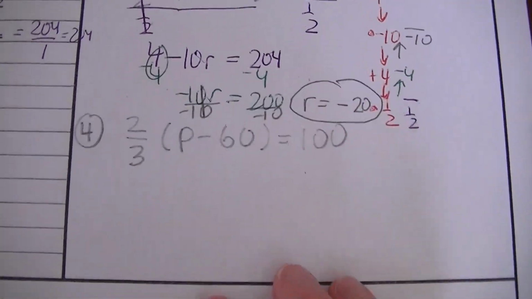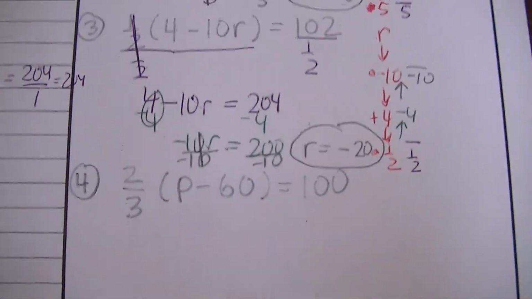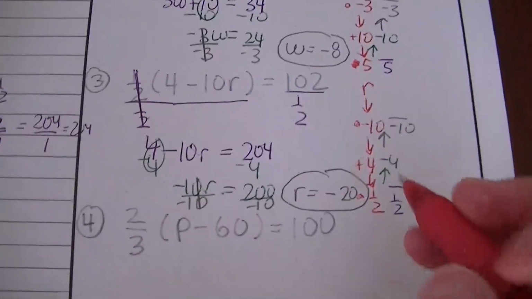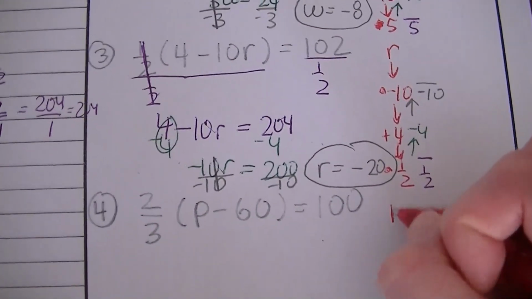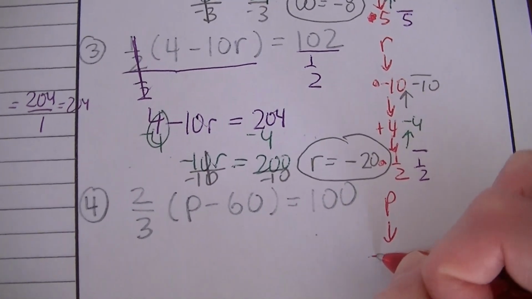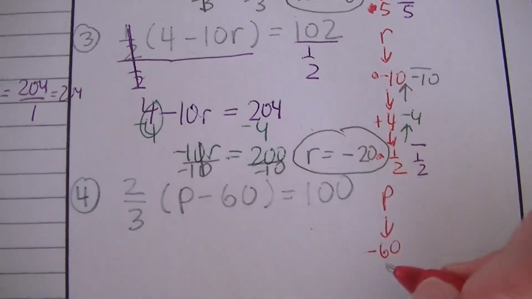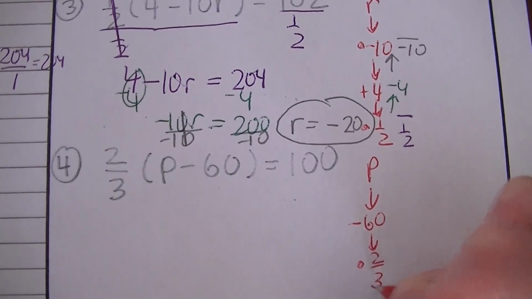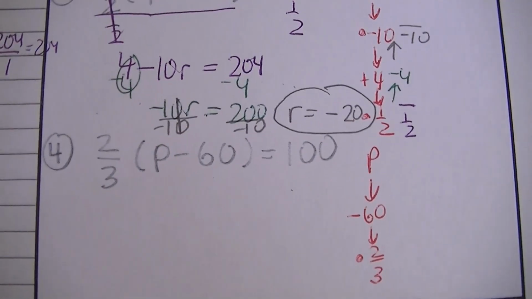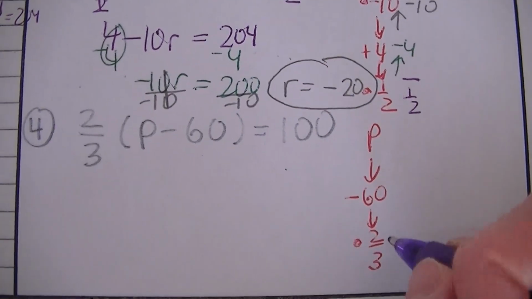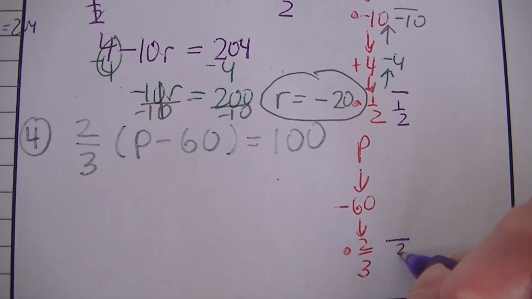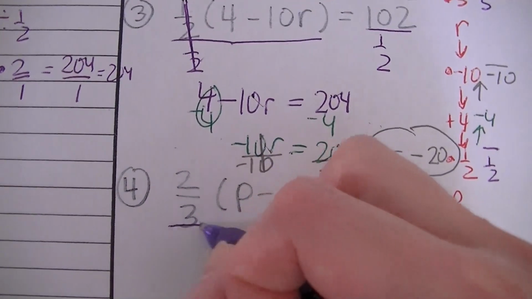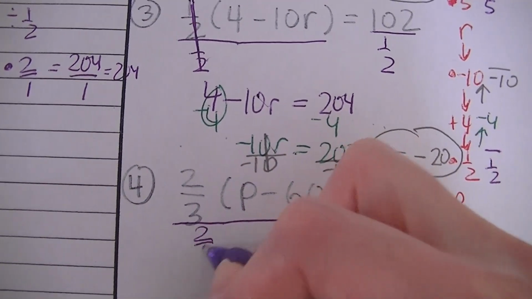Okay, number 4. We're going to do the building equation way. So let's go ahead and build it. So we started with p. Then they subtracted 60. And then they took that quantity and they multiplied it by 2/3. Okay? So go right into your inverse operations. Inverse operation of times 2/3 is to divide by 2/3. Okay? Do that to both sides of that equation.